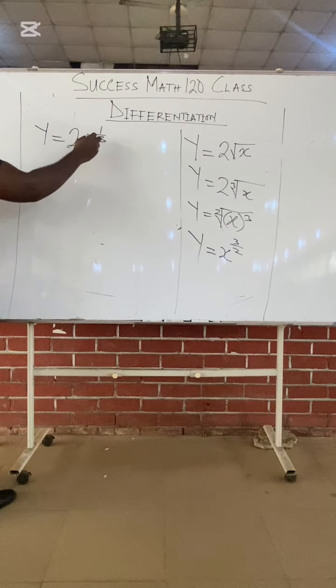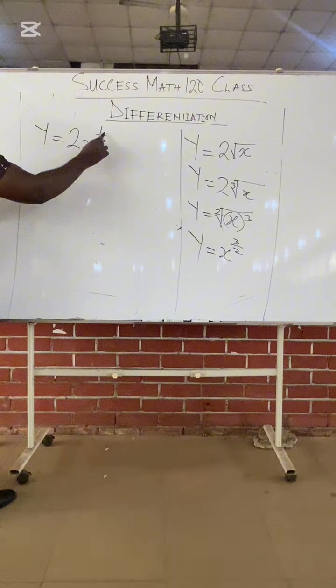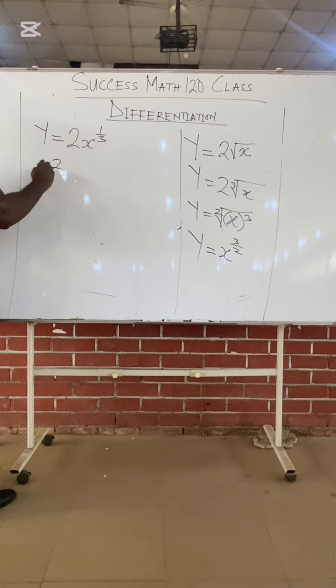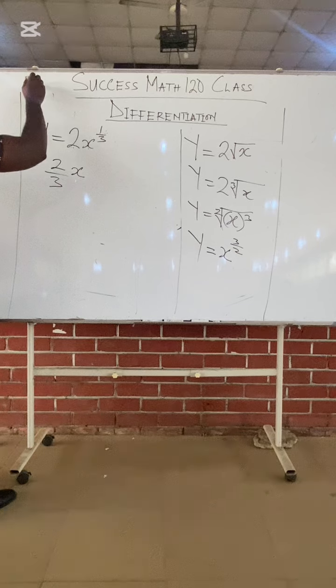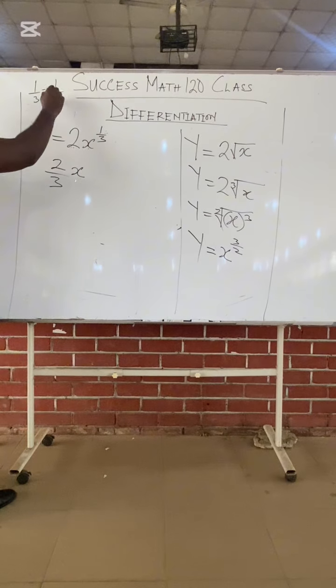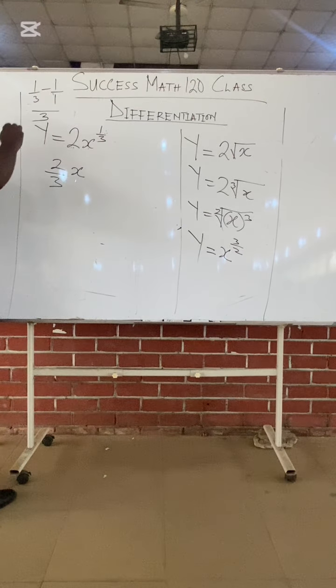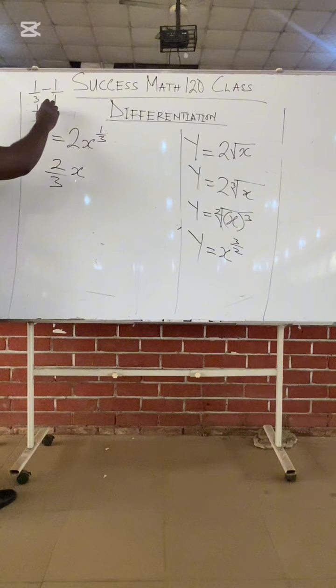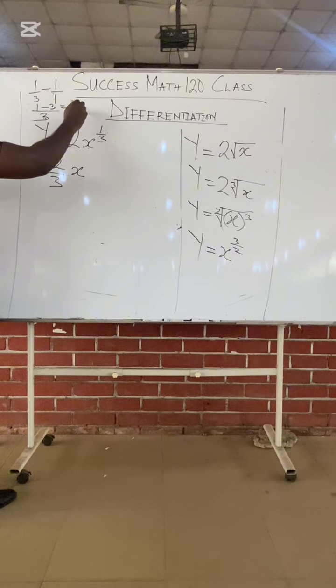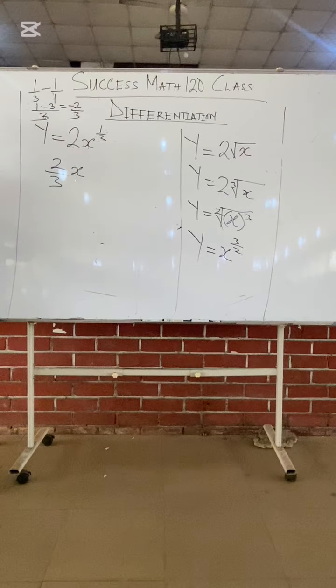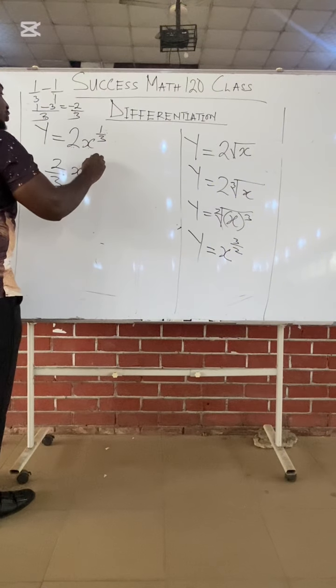Class, this is the coefficient, this is the base, this is the power. Multiply coefficient and power: 2 times 1 over 3 is 2 over 3. Repeat your base, x. Subtract 1 from the power: 1 over 3 minus 1. LCM is 3. 3 divided by 3 is 1, 3 divided by 1 is 3. So 1 minus 3 is minus 2 over 3. So 1 over 3 minus 1 is minus 2 over 3.